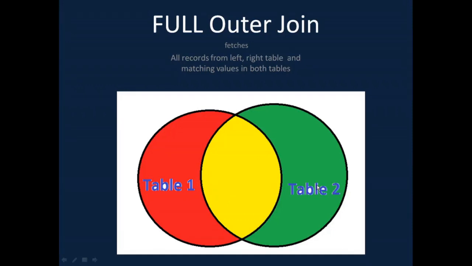So now the next join is the full outer join. In case of full outer join, it gives us the common result set plus unmatched records from the left table plus unmatched records from the right table. As you can see in the diagram, the orange section is the unmatched records from the left table, plus the yellow colored section, which is the common records between two tables, and the green colored section, which represents unmatched records from the right table.